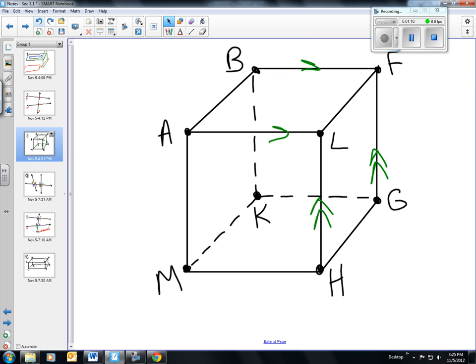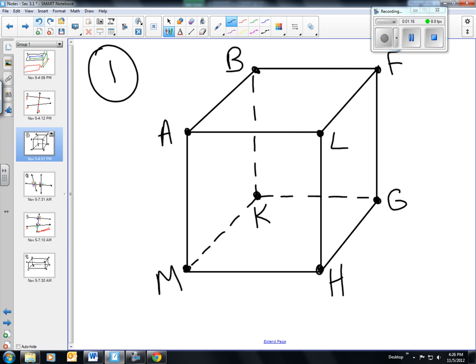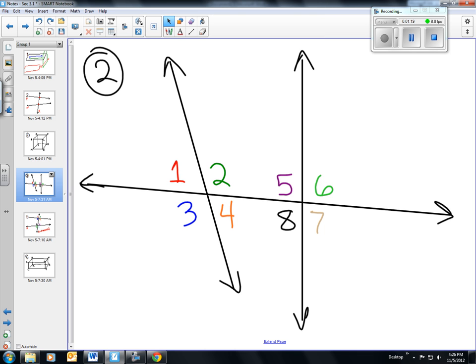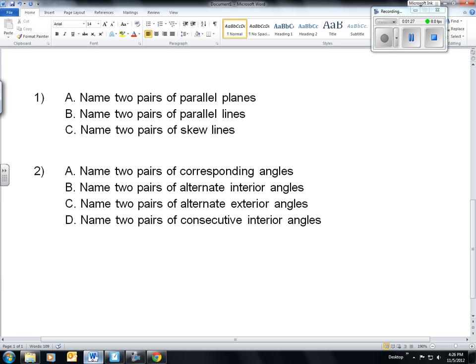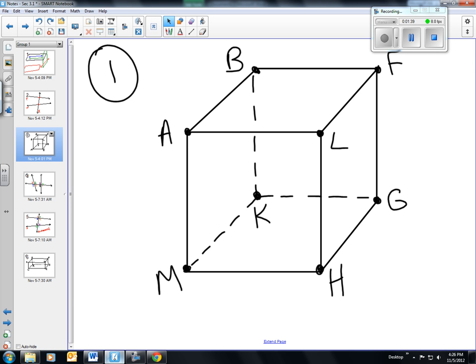So let's go ahead and consider this problem number 1. And we'll go ahead and consider this problem number 2. But for your homework tonight, you need to look at problem number 1 here, this cube, and you need to answer the following questions. So number 1, A, B, and C: name 2 pairs of parallel planes, name 2 pairs of parallel lines, and name 2 pairs of skew lines. And again, remember that in the diagram we can assume that each of these segments has a line going through it that we're going to use to answer those questions for number 1.